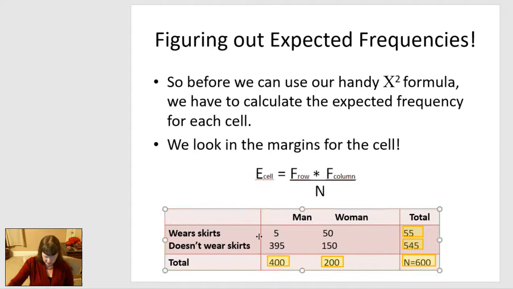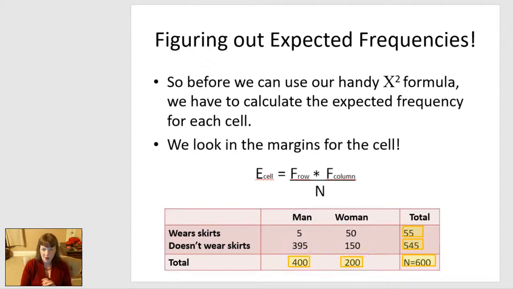My table's a little off here. Let me fix it. All right, that looks better. All right, so I've got 5 men who wear skirts, 50 women who wear skirts in this engineering class. I've got 395 men who don't wear skirts, and I have 150 women who don't wear skirts.